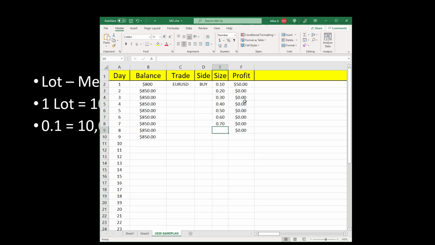Now, if you obviously have a loss, right? So let's say this day you take point 0.70, you have a loss. Then the next day you take point 0.60, and say you have another loss. Then you take point 0.50. Then you have another loss, right? Then you take point 0.40.